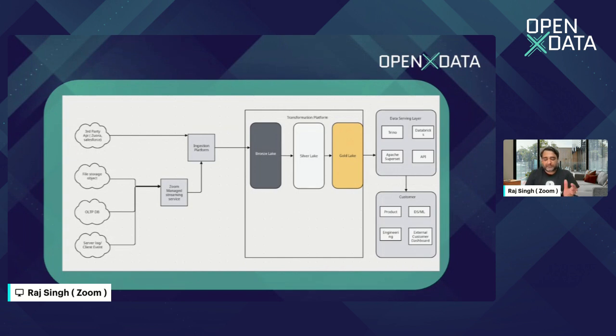So once we are storing our data in these three layers, we then have a data serving layer. We are using Trino, Databricks, Apache Superset, and also API. And using this data serving layer, our customers use this data.